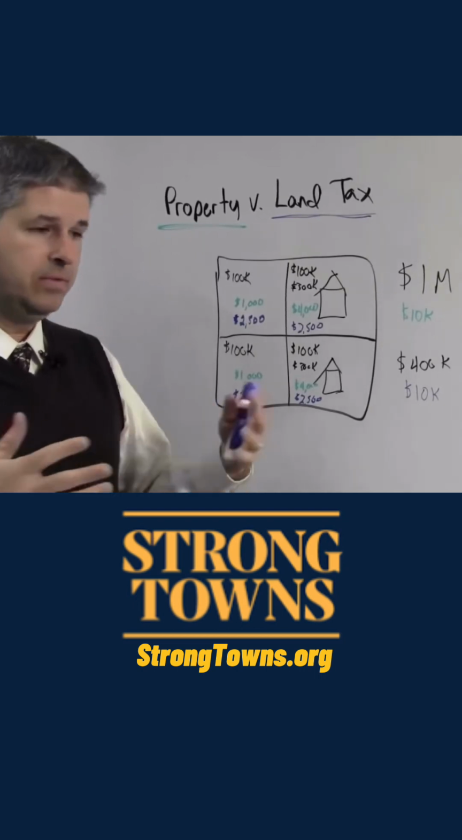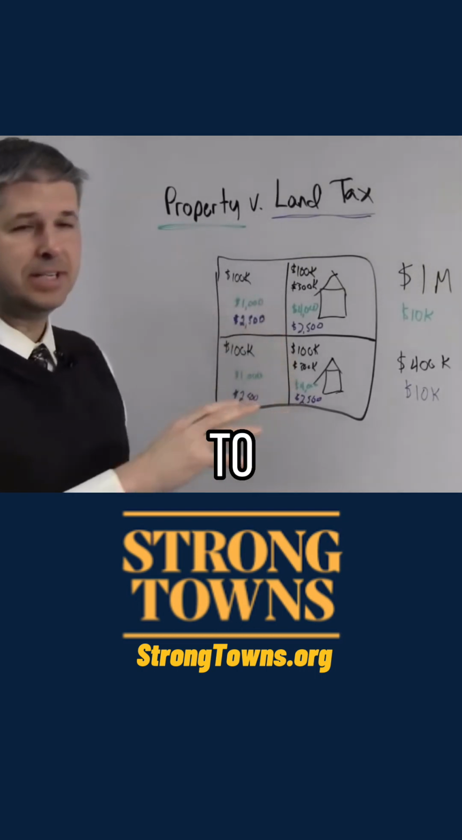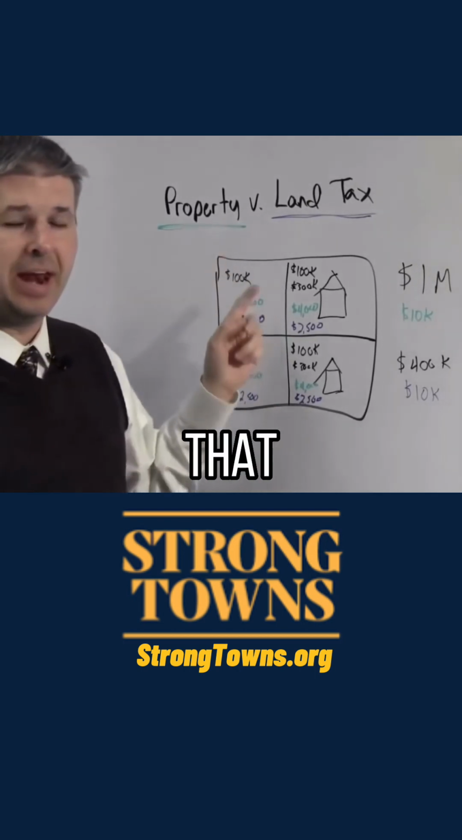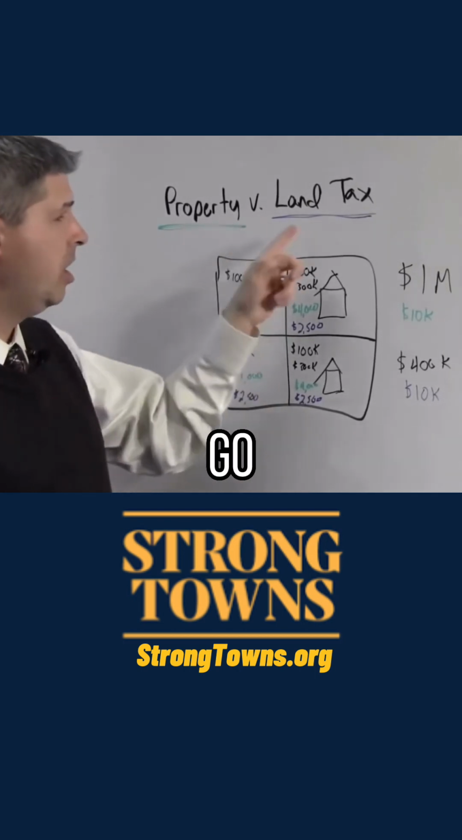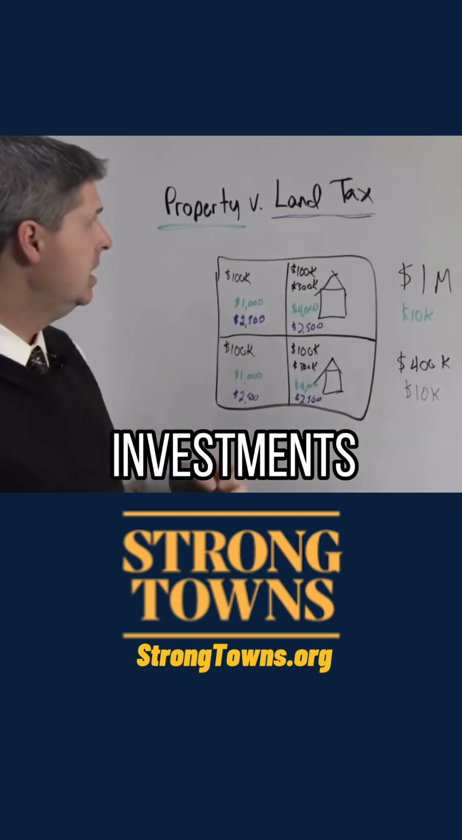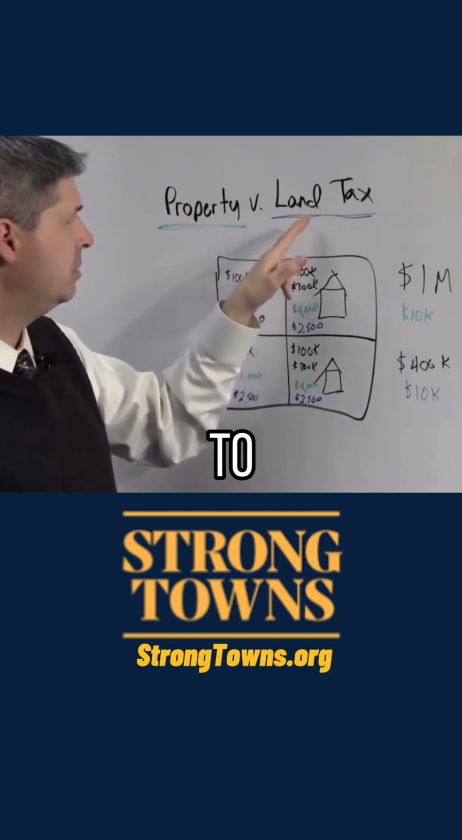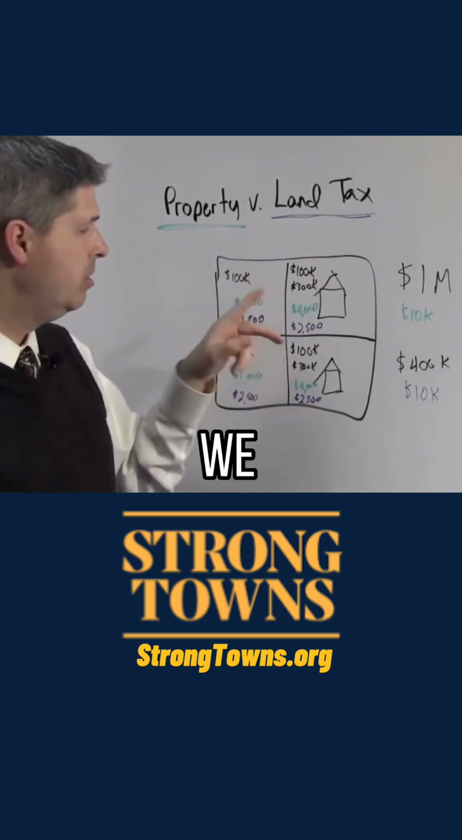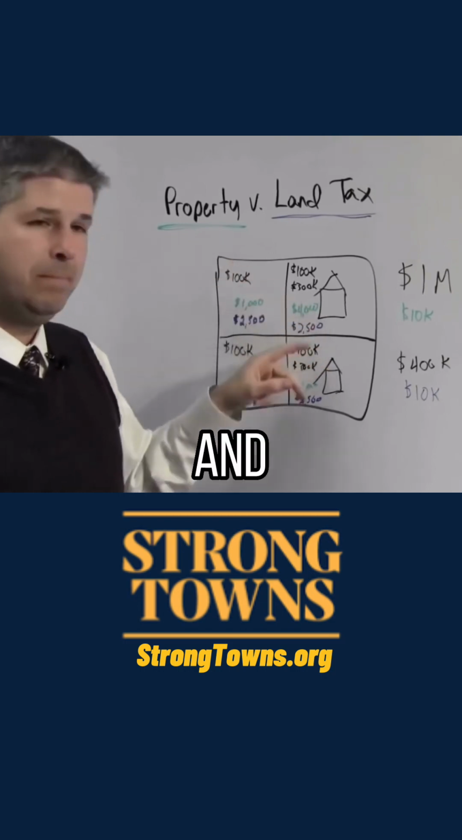In the current era that we're in, we need properties to become more and more productive over time. And so to have a system that punishes that is completely counterproductive. Particularly in areas where we have utilities in place, where we've made these large public investments, we need to switch from a property tax to a land tax so that we don't reward idle, low productive properties and we don't punish people who invest and better their community.